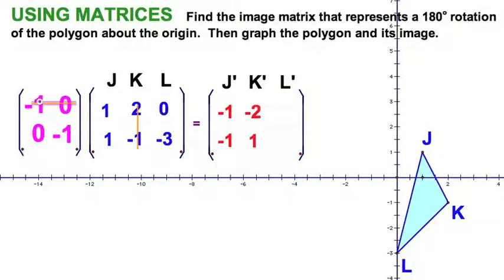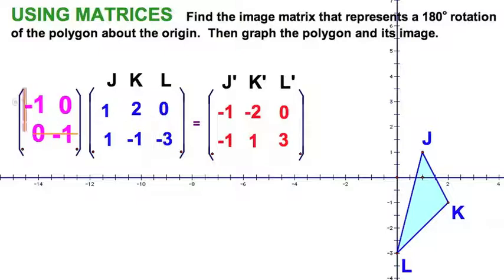Now, 2 more to go. First row, third column, negative 1 times 0 plus 0 times negative 3. And as we'd expect, that's going to be a 0. And finally, 0 times 0, plus negative 1 times negative 3. And that will give us 3. And that would end up in the second row, third column. That's the last of it.